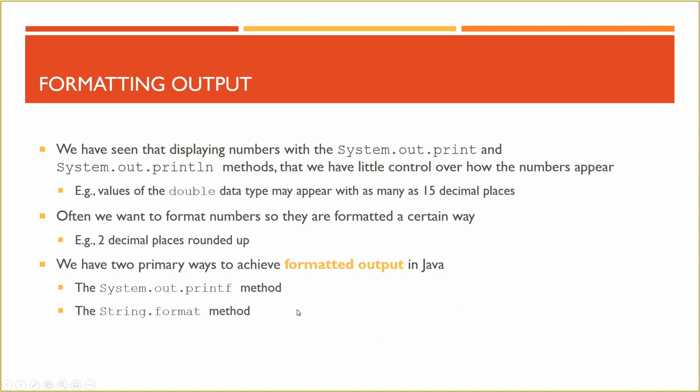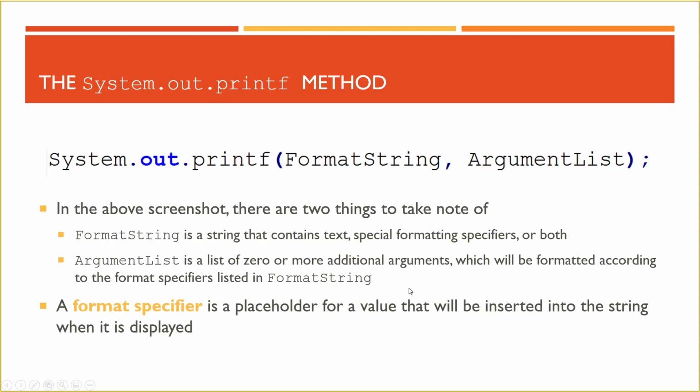And the way we can do that is with 2 different methods, the printf method and the string.format method, which both work the same way, essentially. So the printf method looks like this. So system.out.printf. We've already seen system.out.print and .println. This one is .printf for print format, right?